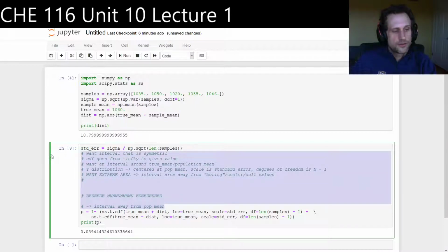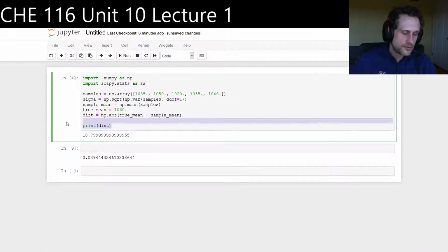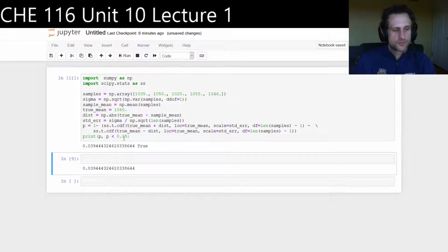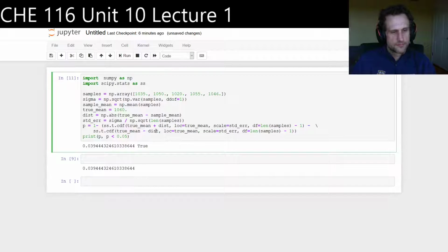So if I put all of this together, this is the calculation. And then I might also ask, is this less than 0.05? True. So we reject the null hypothesis.